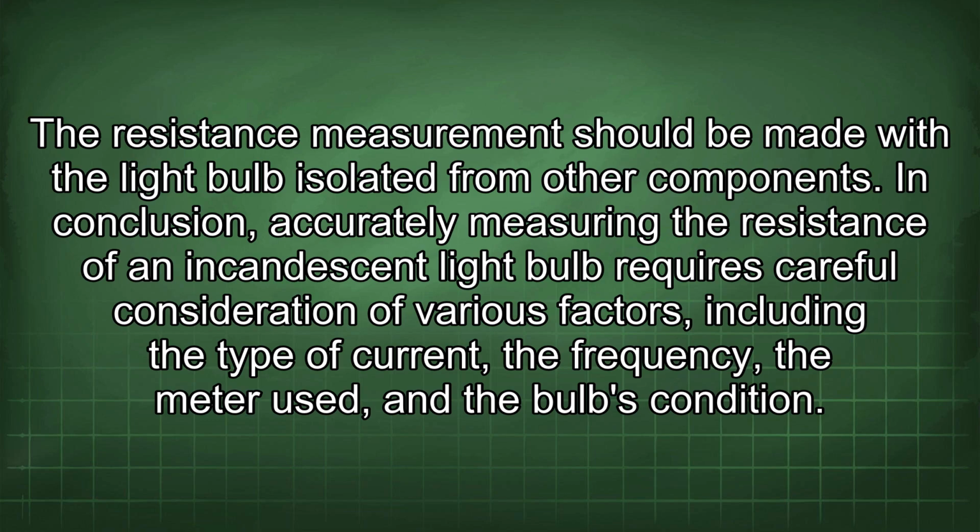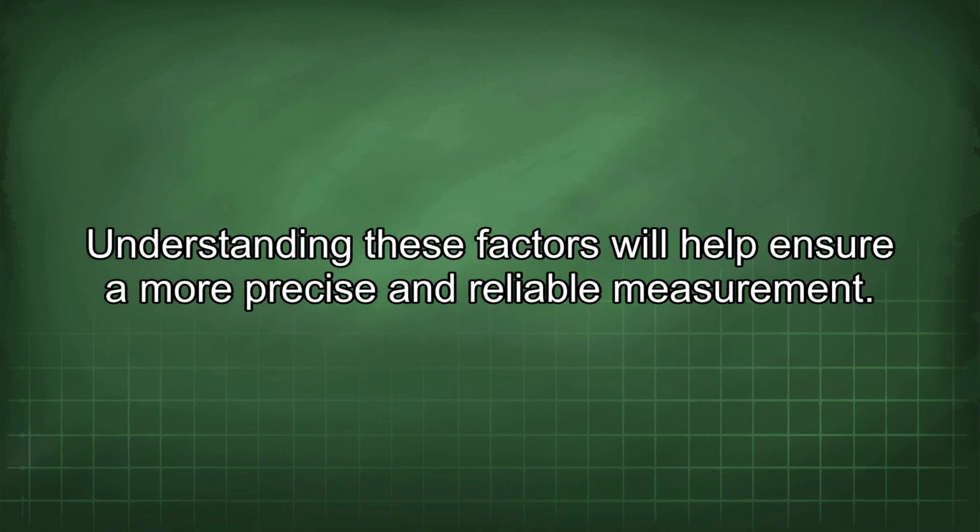In conclusion, accurately measuring the resistance of an incandescent light bulb requires careful consideration of various factors, including the type of current, the frequency, the meter used, and the bulb's condition. Understanding these factors will help ensure a more precise and reliable measurement.